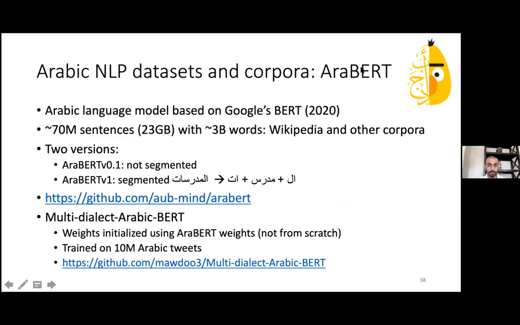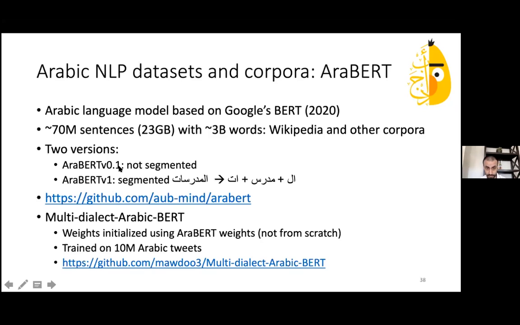Another, I would say, model, more than a dataset, is AraBERT. It's an Arabic language model based on Google's BERT. It was released recently, in 2020, and it was trained using 70 million sentences or 23 gigabytes of data, using, I think, Wikipedia and other corpora, and it has two versions. AraBERT version 0.1 is not segmented, so words are just written as originally collected, and the other version is segmented. So they use some segmentation scheme to segment words, and then they use BERT to train on the segmented text.